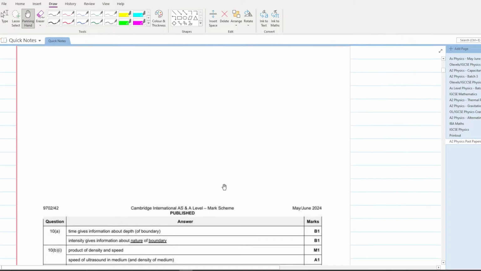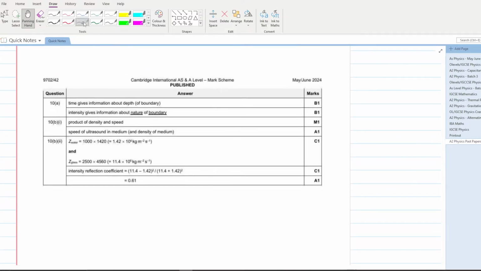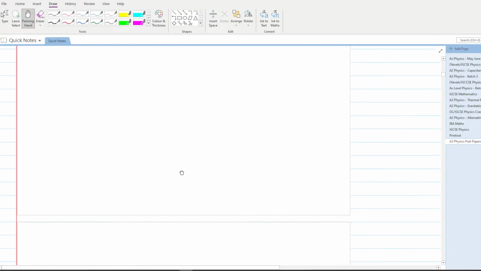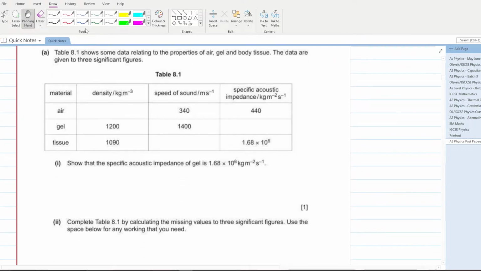So this marks the end of the first question. Let's verify it as well. Same as the marking scheme. So that's good. That's good with our confidence. Let's move on to this one.